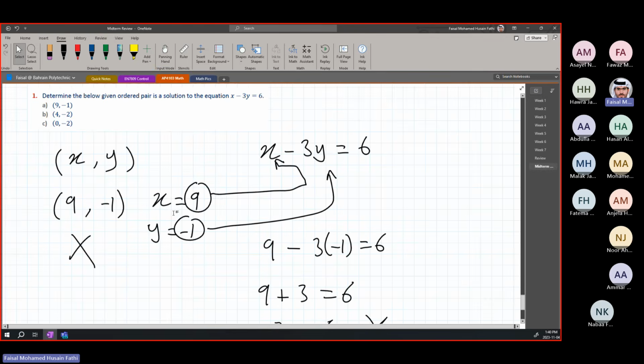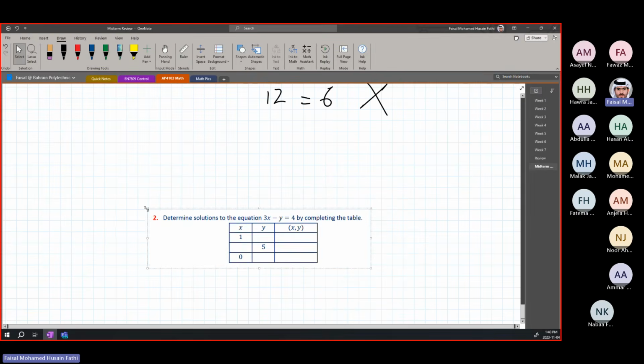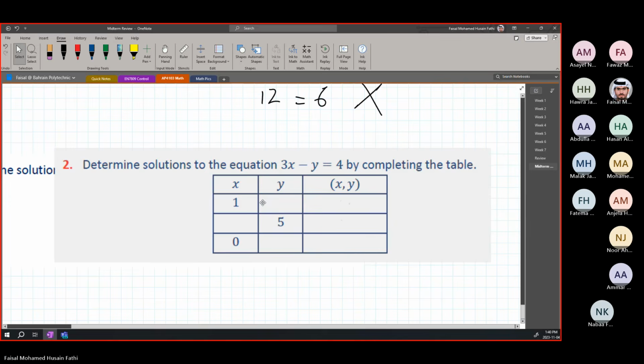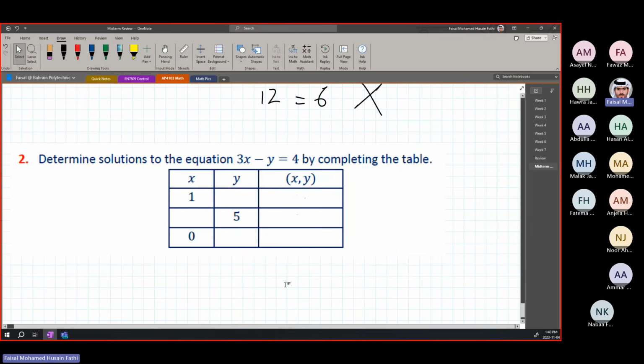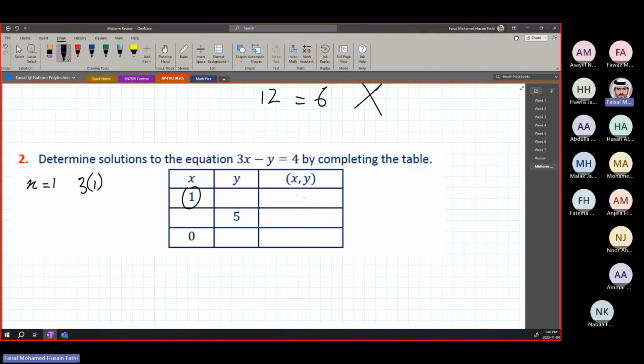Same idea here. I'm just going to cover this very quickly. And then we have a table. We have an equation. The equation is 3x minus y equal 4. Substituting, we have for the first part, x is equal to 1. So x equal 1. And we substitute in the equation: 3 into 1 minus y is equal to 4.